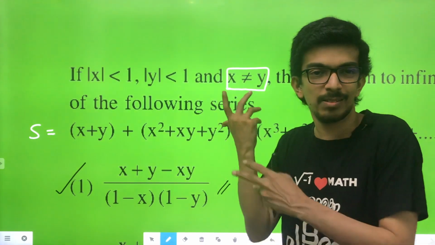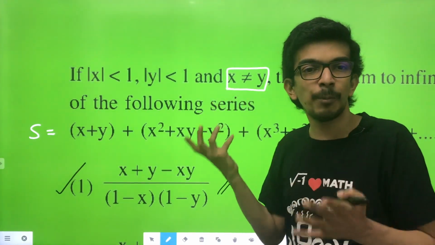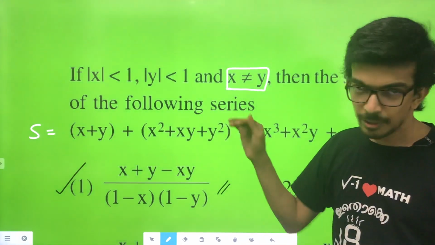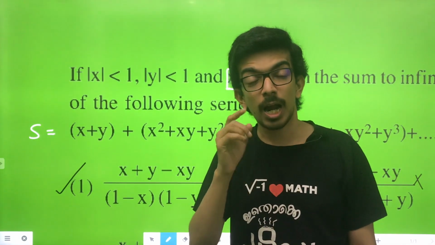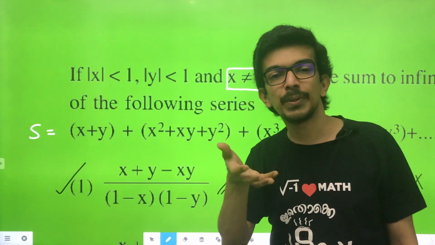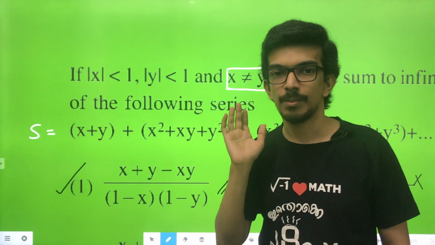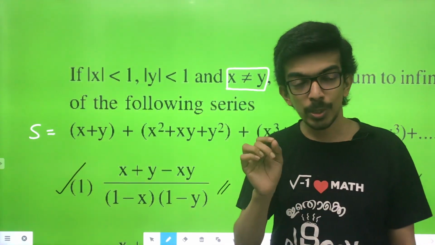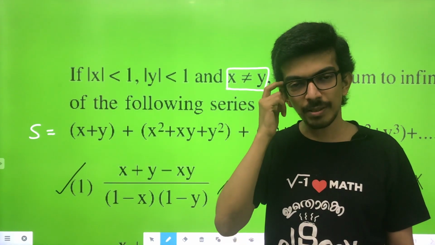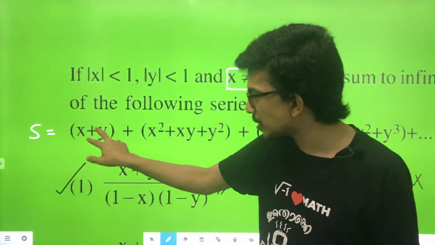This is not at all required because if you put x is equal to y, still this expression will make sense. And when you look at the options, none of the options are going to be in trouble because of an x minus y term in the denominator, right? So what I'm going to do is I'm going to put x is equal to y. If I put x is equal to y, what happens to this expression?